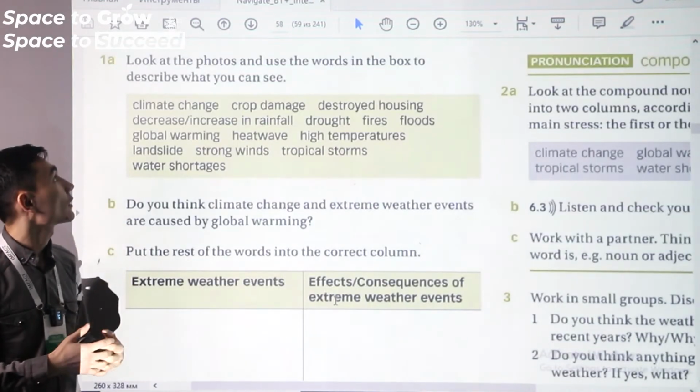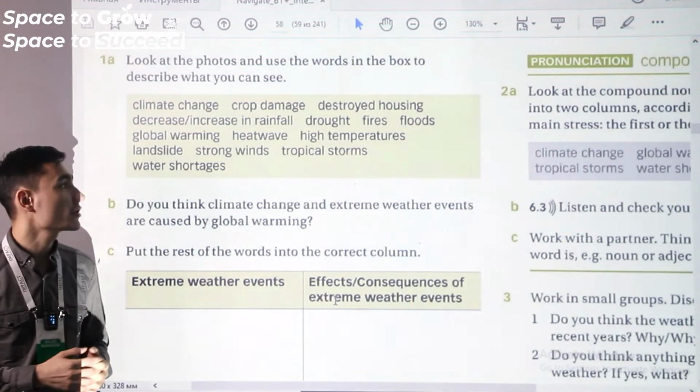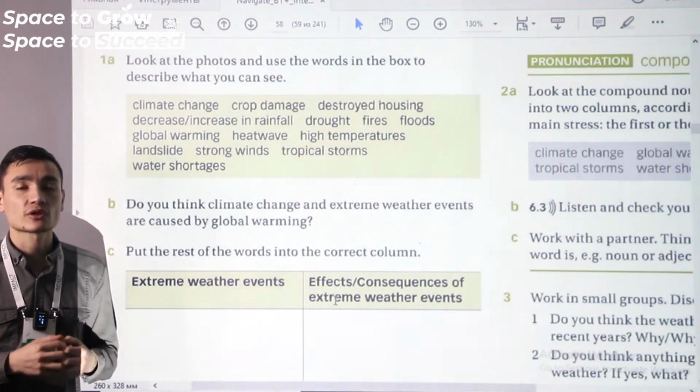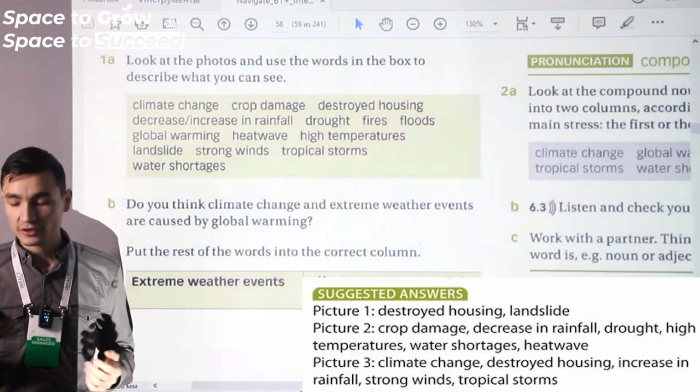Exercise 1A. Look at the photos and use the words in the box to describe what you can see. Pause the video and try to do this exercise. Try to describe the photos in written form. And now let's check the suggested answers.